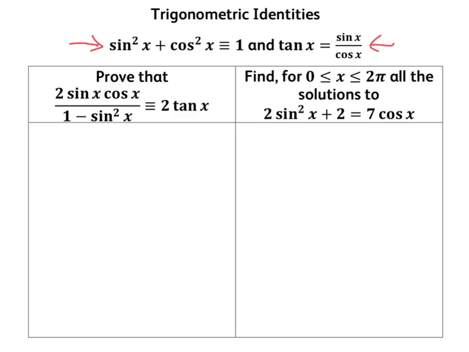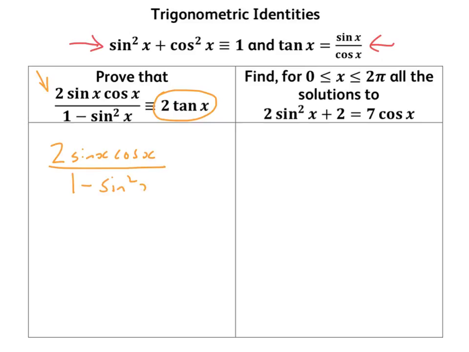Now then, when you get one of these prove it questions, the best way of doing it is to forget the one side and work on the other. So I'm going to basically leave that side alone, and I'm going to play with this side until I get the side I'm leaving alone. So let's have a look at this. We've got sine x cos x over 1 minus sine squared x.